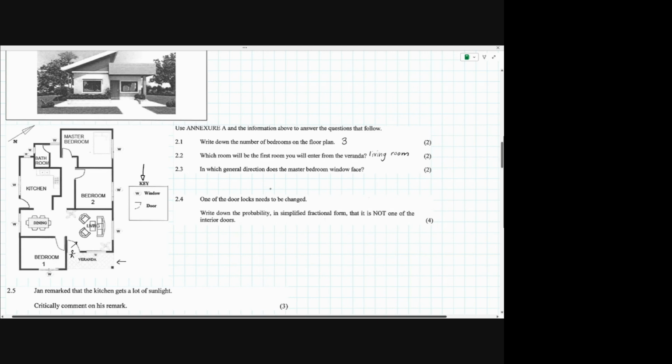And then the next question says, in which general direction does the master bedroom window face? So here's the master bedroom, and here's the window. I even, without knowing it, highlighted it earlier. So here's the window of the master bedroom. Now take note of the fact that I have given you a compass direction on your map. Generally speaking, we do that. I'll talk a little bit more about this in a second. But who can tell me in what general direction?